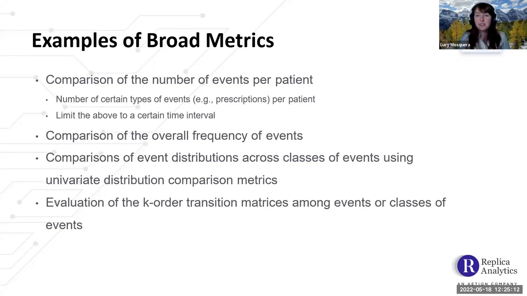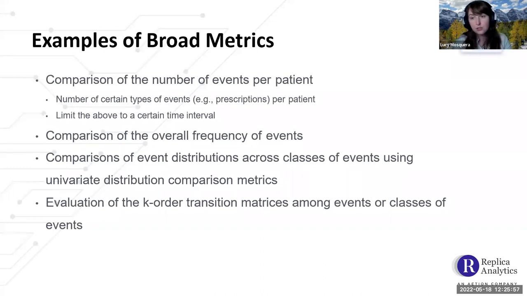To give some examples, broad metrics can be things like comparison of the number of events per patient, looking at the overall frequency of different events. So do we have the right number of hospitalizations in our synthetic data set compared to our real data set? You can also look at the event distributions for different attributes. If you have hospitalizations in your data set, typically with every hospitalization you're going to have a length of stay variable recorded. So how does the distribution of lengths of stay compare in the real data set to the synthetic data set? You can also look at the transition matrices between the data sets.